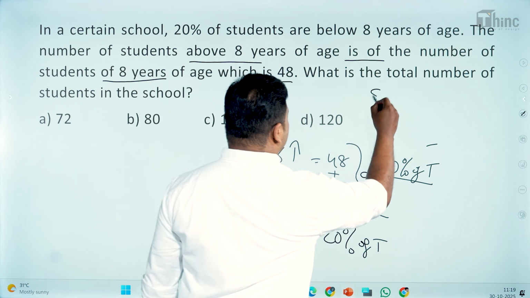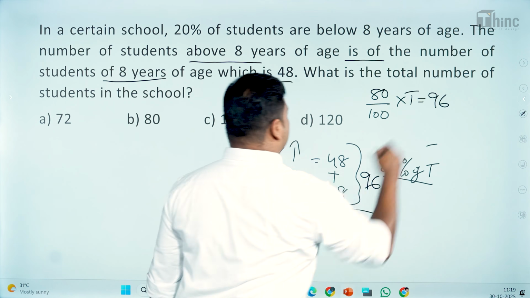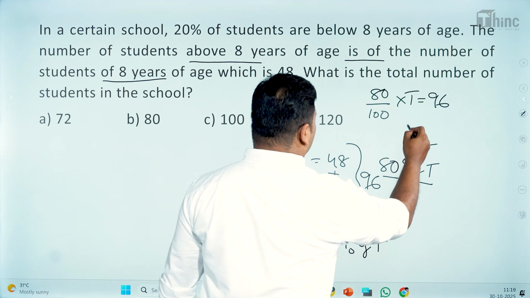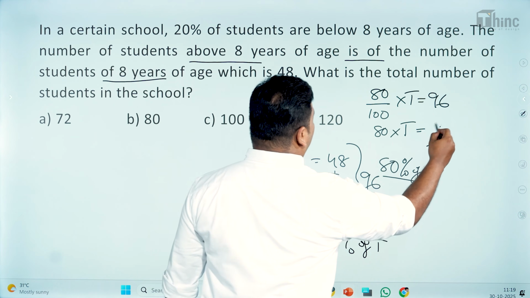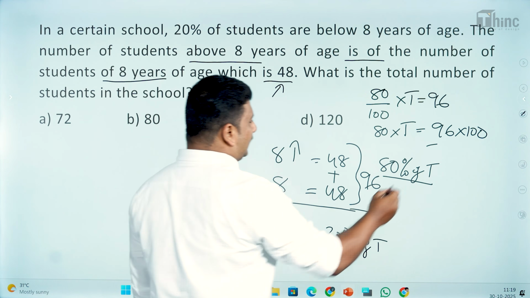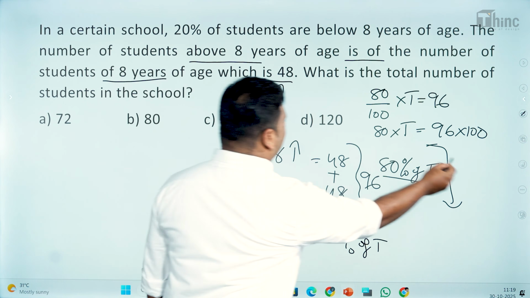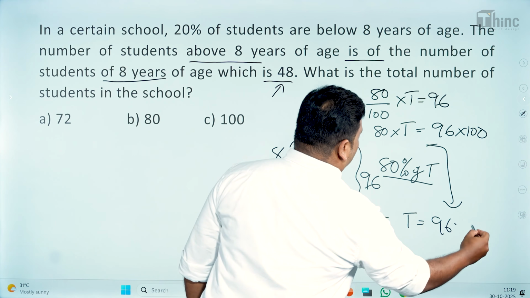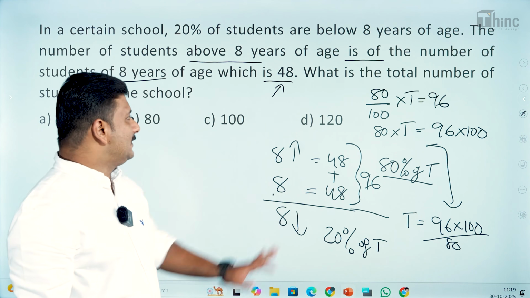So we can directly write this as 80% of the total equals 96. So if 80% of the total equals 96, what will be the total? We can cross multiply directly. So 80 into t equals 96 into 100, right? So what will we get? I am writing it down. We can just keep 80 to the downside. So total equals 96 into 100 divided by 80. So total number of students will be this.